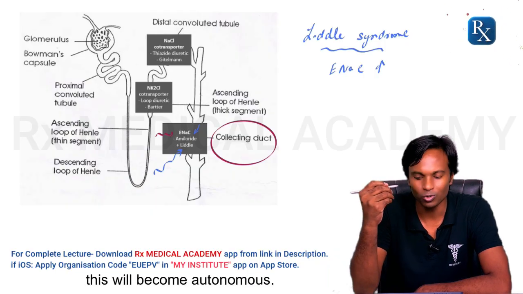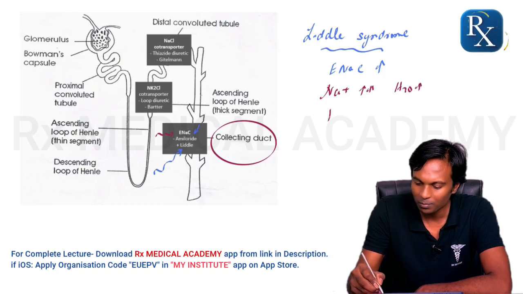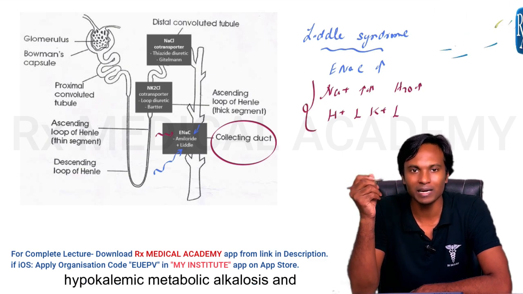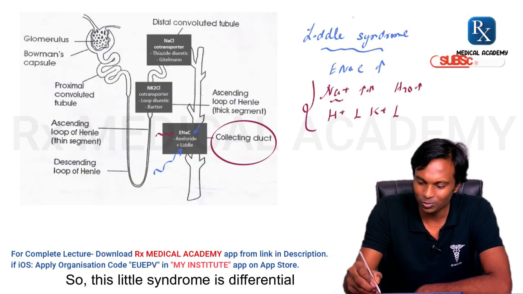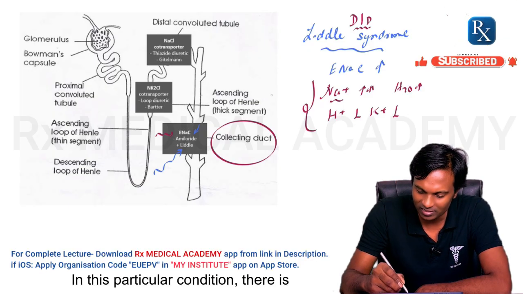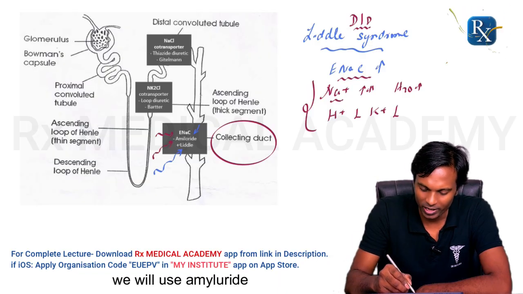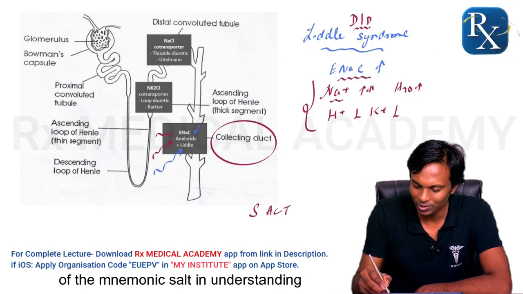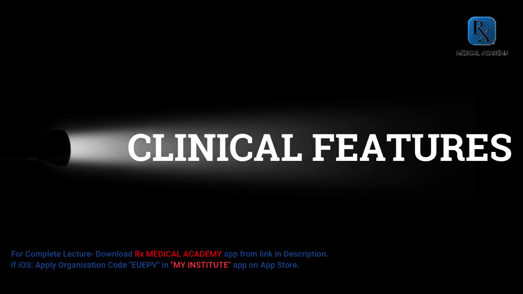So, this will become autonomous. This will start hyperfunctioning, resulting into more of salt and water retention, more of potassium and hydrogen loss, resulting into again hypokalemic metabolic alkalosis and hypernatremia and hypertension as well. So this Liddle syndrome is differential diagnosis of your primary hyperaldosteronism. In this particular condition, there is increased activity of epithelial sodium channels, and in this particular condition, we will use amiloride or triamterene in the treatment. We will discuss, and particularly we will make use of the mnemonic salt in understanding primary hyperaldosteronism along with Liddle syndrome. Okay.